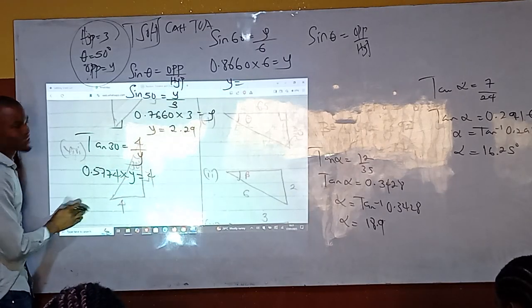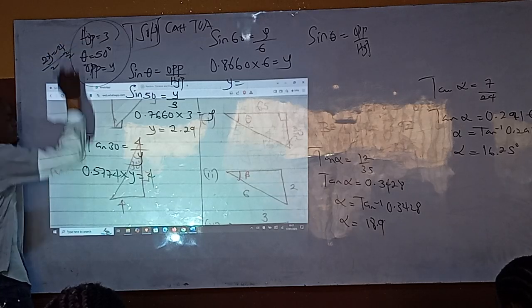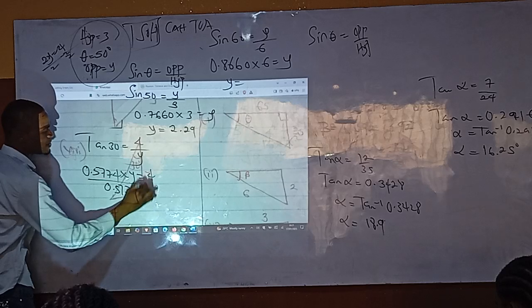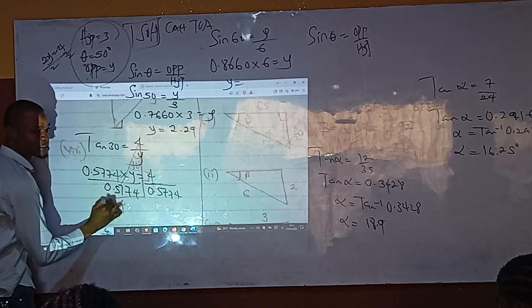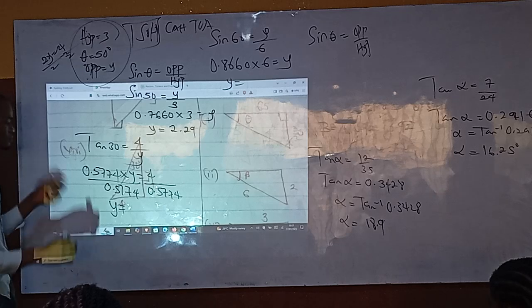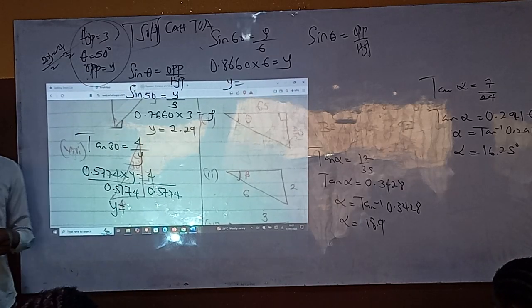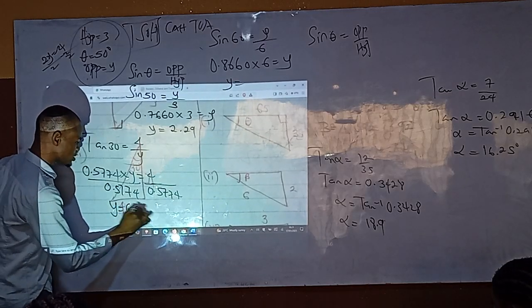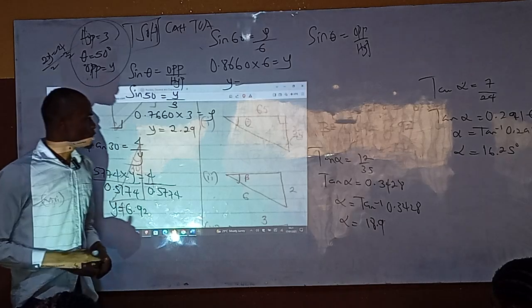What are you going to do to this? When you have 2y equals 4, you divide by 2, right? So therefore divide by 0.5774. y is now 4 over 0.5774. What is the answer? 6.92, right? I believe.